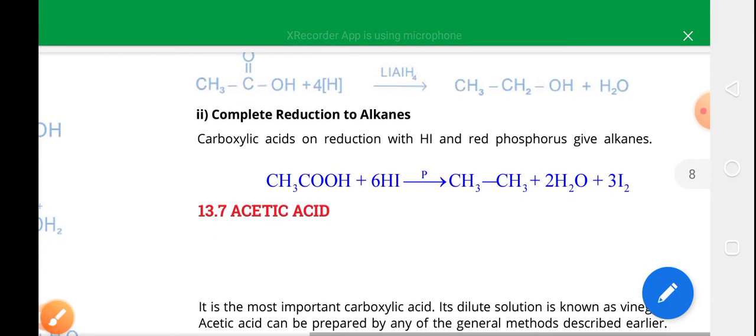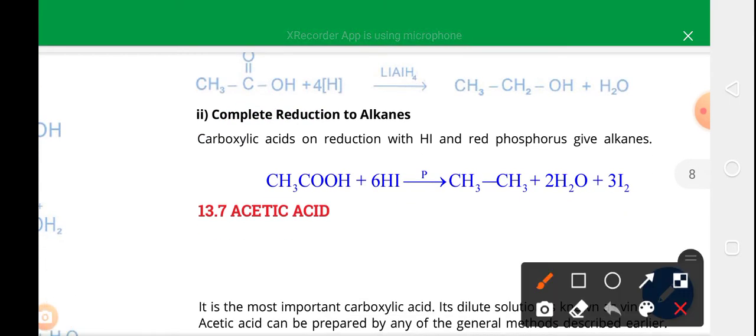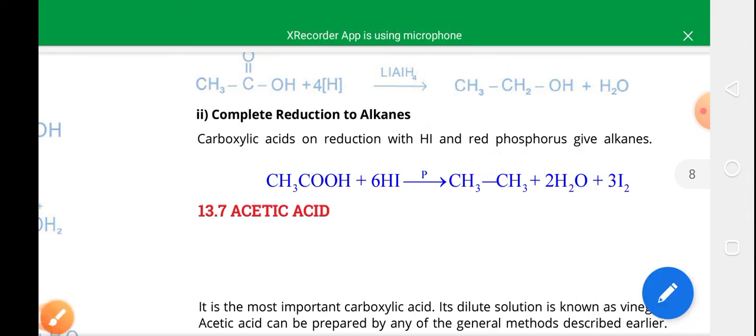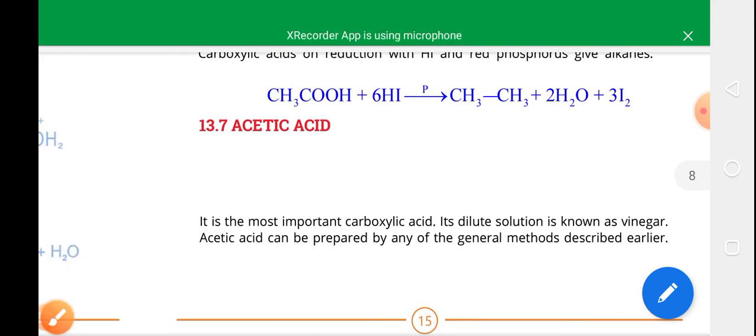Then complete reduction in the presence of red phosphorus and hydrogen iodide. Hydrogen iodide is a reducing agent. 3 hydrogen are added to carbon, ethane is formed, along with 2 water molecules and 3 iodine. So these are the reactions of carboxylic acid.